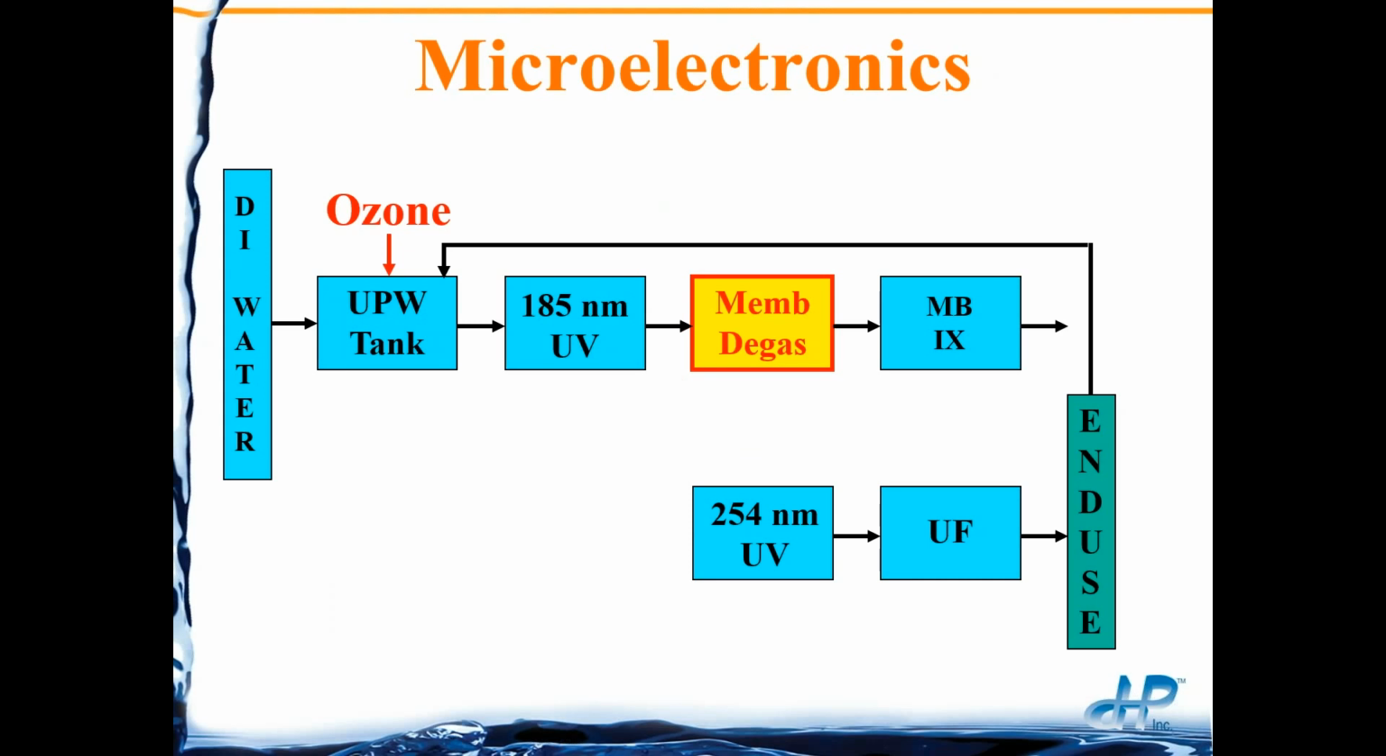And the last example is for microelectronics. I'm only showing the very last part, the highest purity part of the plant, where they have a membrane degas downstream of ozonation and 185 nanometer UV. The ozone enhanced 185 nanometer UV is what it takes to get down to, you know, a half a part per billion of TOC. But the ozone then is converted to oxygen, and you have to get rid of that oxygen or it would ruin the microelectronics manufacturing. So they use typically membrane degas in this application.